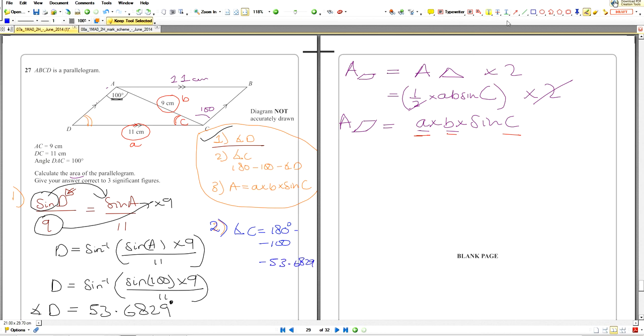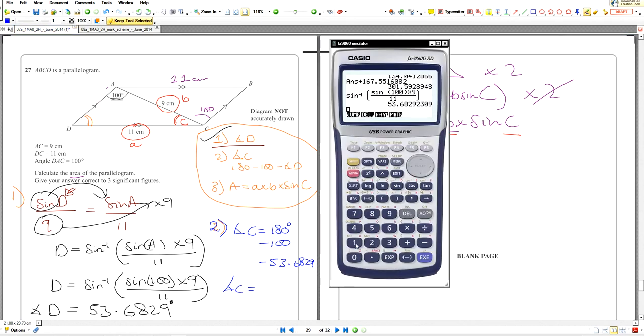53.6829. Okay, let's get the rubber and make this more nice. I get rid of that minus, we don't need that minus over there anymore. Back to the pen. So the angle C will give us an angle. If we do 180 minus 100 minus D, that will give us an answer. Let's have a quick bash without a calculator. So do 180, take away 100, which is 80, then minus the answer of the previous question.